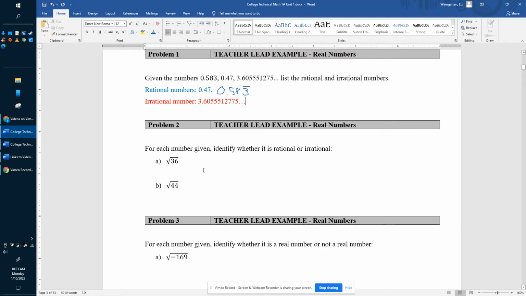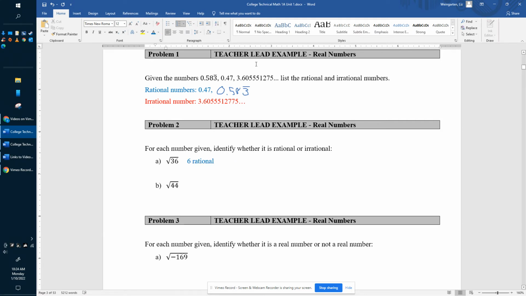Let's look at the next problem. For each given, identify whether it is rational or irrational. So note that just because it has a square root in front of it does not make it an irrational number. If you happen to know the square root of 36 or just type it into your calculator, it will become 6. And 6 is a rational number, so therefore this one is rational.